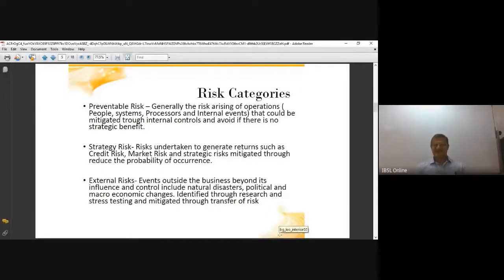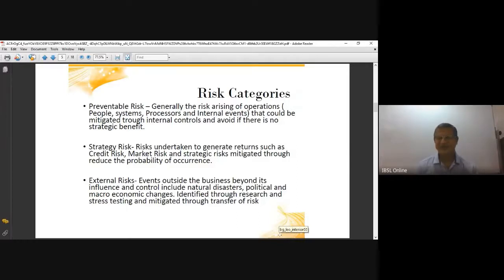I also must say that we do business in order to make money. And while doing business, we undertake risk. And some of the risks can be preventable. So in banks, generally, there are risks arising from operations of the bank. Operational risk is about people, systems, processes, and internal events.